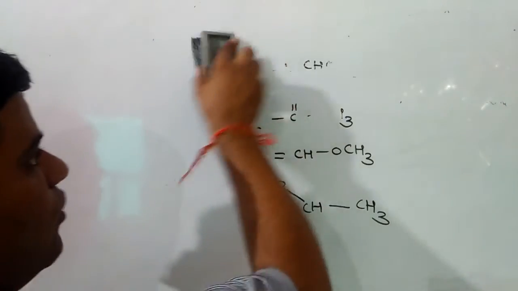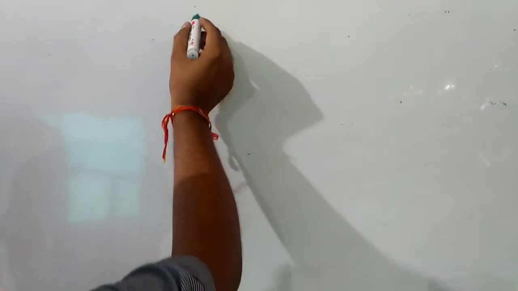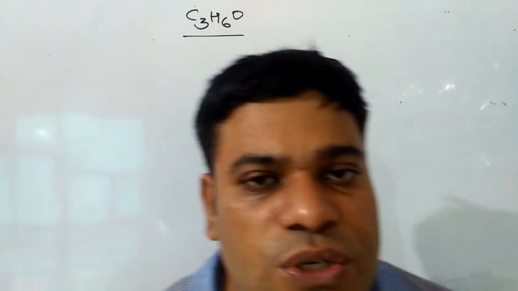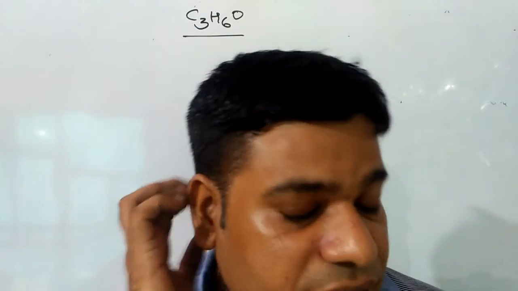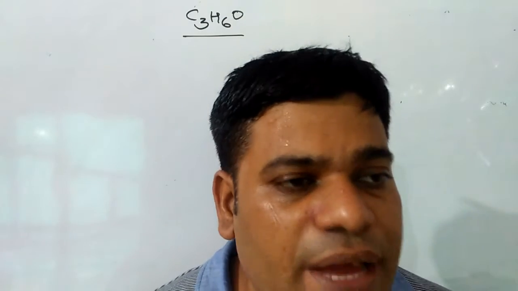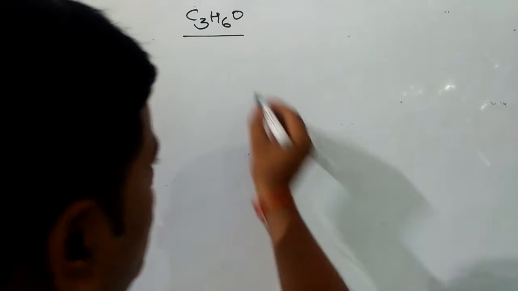There was an objective question in exams. The question was that a compound having formula C3H6O cannot show the 2,4-DNP test as well as cannot react with sodium metal. Then what is the structural formula of this compound if it has an open chain structure?